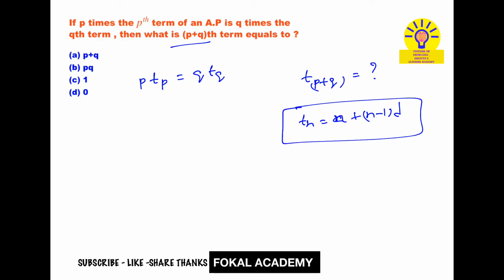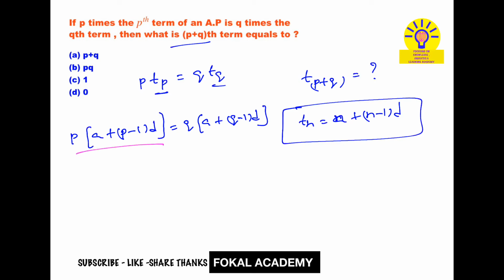Now from here, p into Tp, where Tp is a plus p minus 1 into d. On the right-hand side, q into the qth term, which is a plus q minus 1 into d. Now express this by multiplying with p on the left-hand side, then it becomes pa plus p square minus p into d, and on the right-hand side multiply with q, qa plus q square minus q into d. Now bring the a terms to one side and the d terms to the other side.